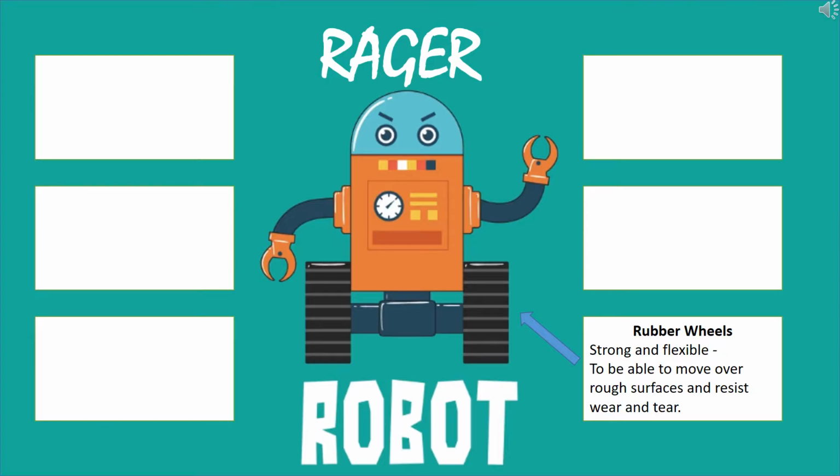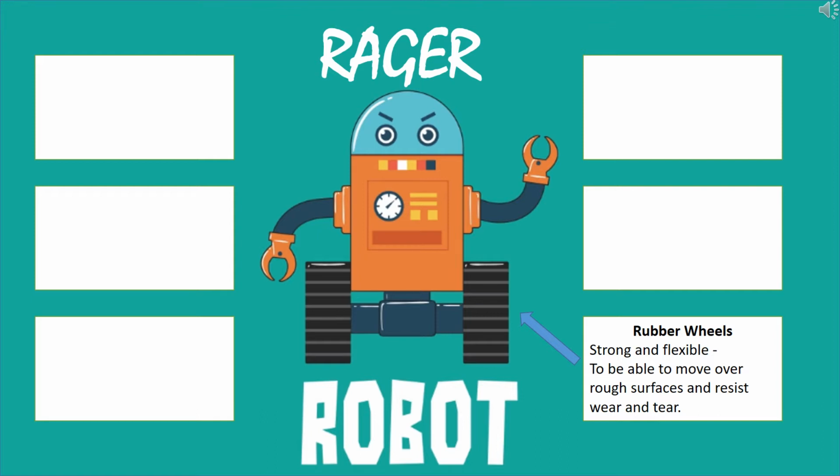Here you can see I've started a final poster. The robot is in the middle, but you do not need to put it there. You can design your poster however you want. You can either do it in landscape, as I have, or in portrait, the other way around. You can also be creative with your poster as well. It's up to you. So first of all, I've included the first part as the rubber wheels.